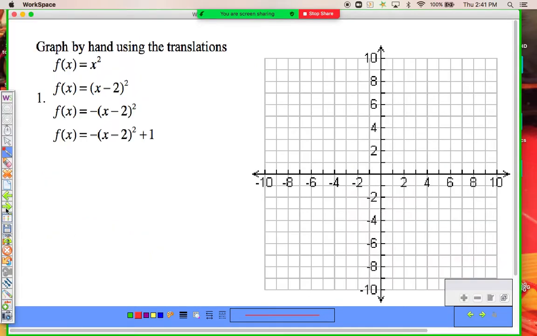All right, so let's look at this first one. We're going to graph all four of these by hand. In tonight's homework, I expect to see multiple graphs, not just final answers, because that really isn't telling us the idea that we need to go through.